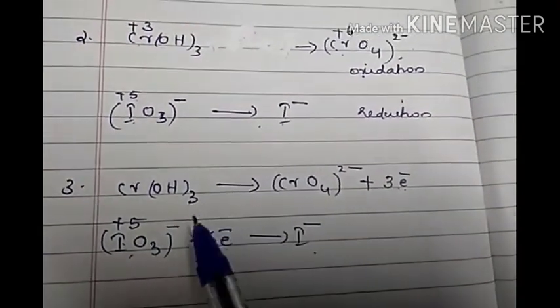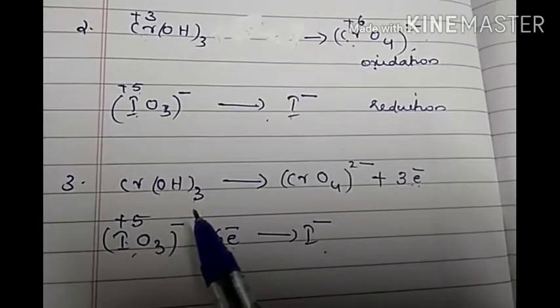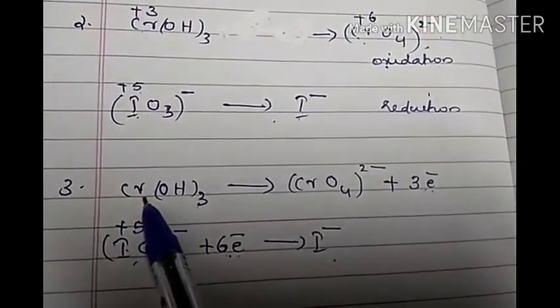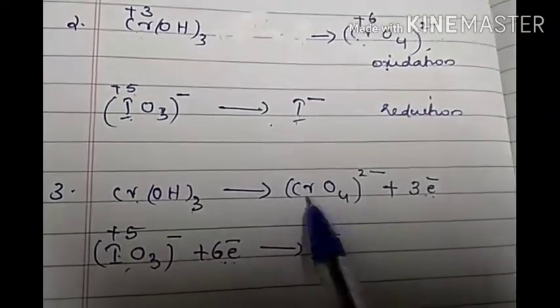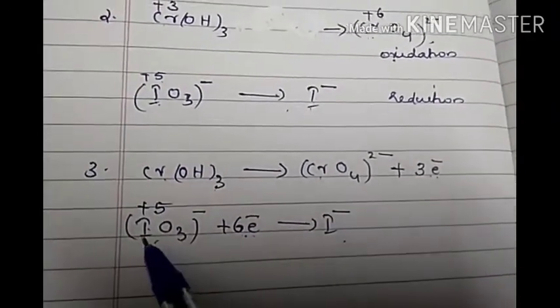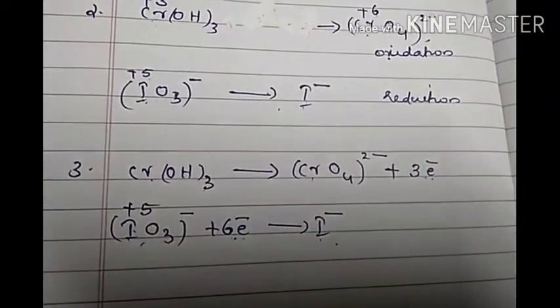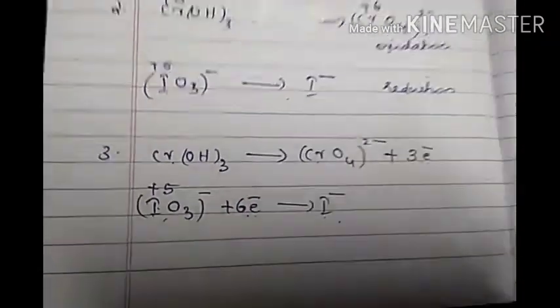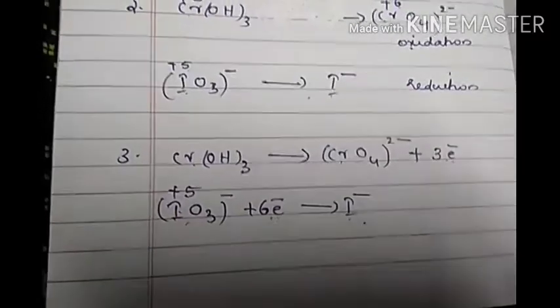Now the number of atoms other than oxygen and hydrogen should be balanced here. On the reactant side there is 1 chromium atom, and on the product side also 1 chromium atom, so its number is balanced. The number of iodine is equal on both sides. So there is no need of balancing these atoms. Now in the next step we can balance oxygen atoms.